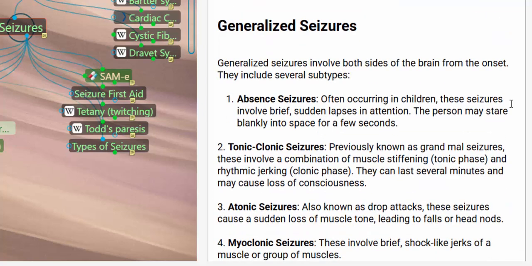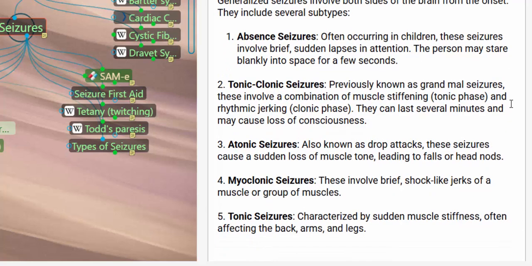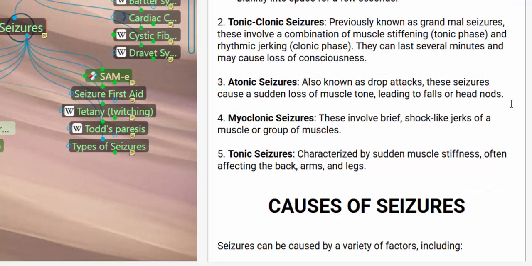Then we have generalized seizures, and those involve both sides of the brain from the onset, and there are several types of those. Absence seizures, these are more common in children, where there's just a sudden lapse in attention. They might stare blankly into space for a few seconds. Then the tonic-clonic seizures, those are really bad ones, also previously known as grand mal seizures. So muscles stiffen, that's the tonic phase. There can be rhythmic jerking, that's the clonic phase. They can last several minutes and may cause loss of consciousness.